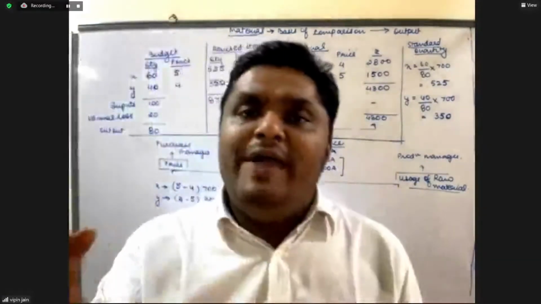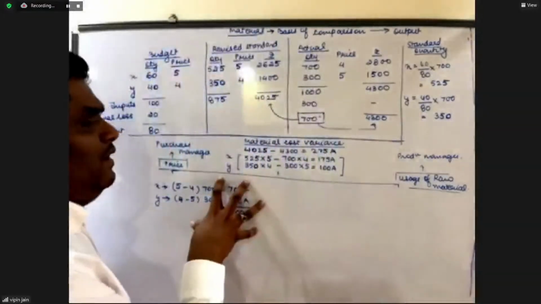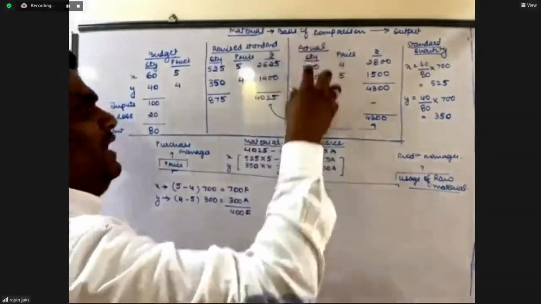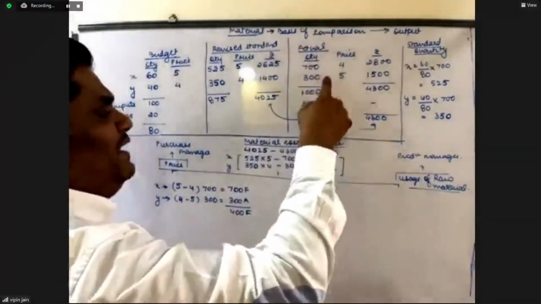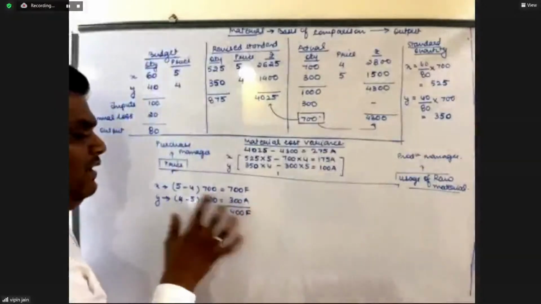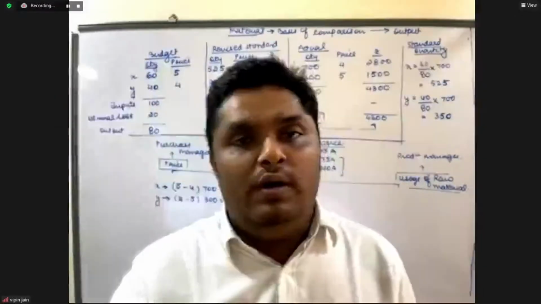When talking about the evaluation of performance of Bhumika, her work will be evaluated on the work done by her. So herein, when talking about the work done by her, she has purchased 700 and 300 quantity. That is my actual quantity. So herein, 5 minus 4 into 700, that is 400.